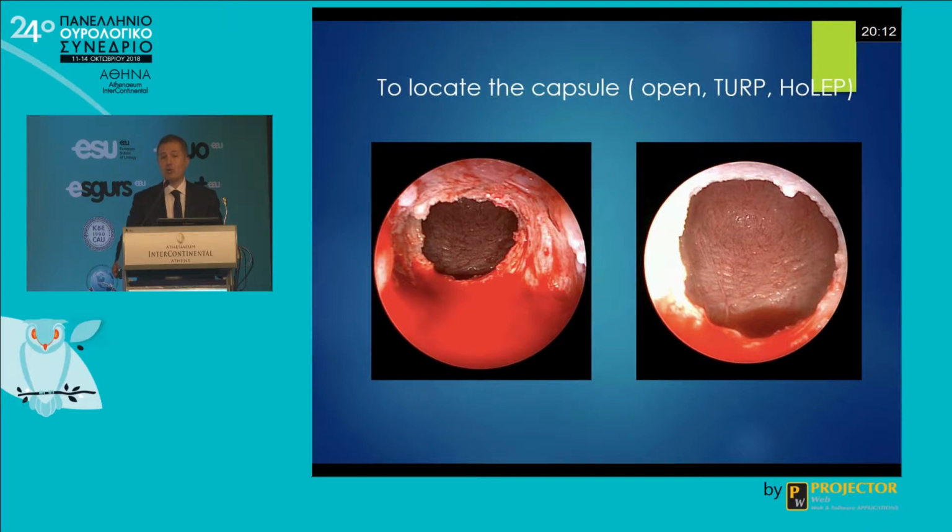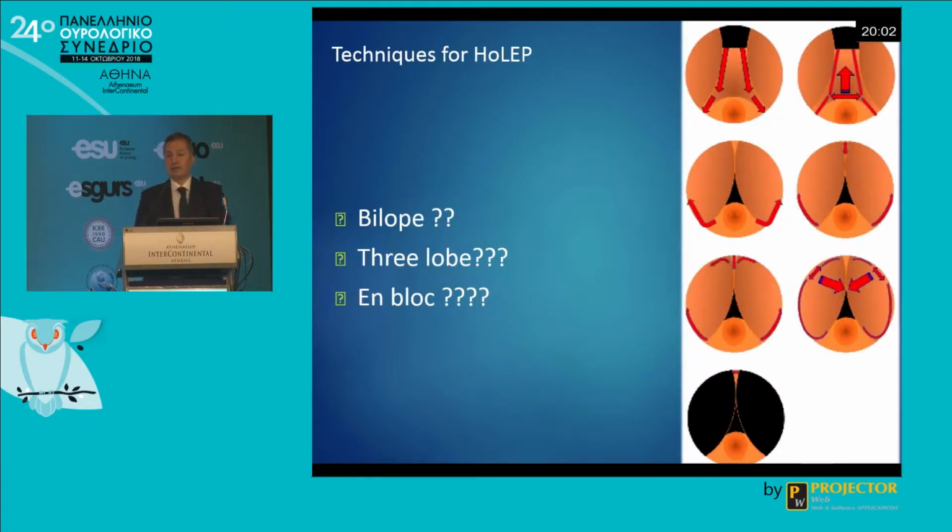The main problem for HOLEP is that there is no proper technique that has been published in the literature. Please remember the techniques in the literature. You'll see two-lobe enucleation, three-lobe enucleation, and en bloc enucleation. These are the shapes of the prostates. These are not the techniques.